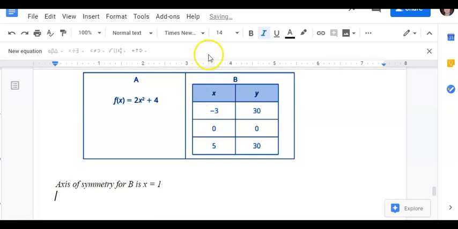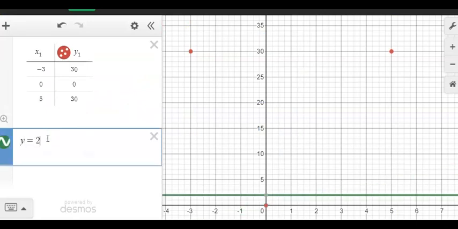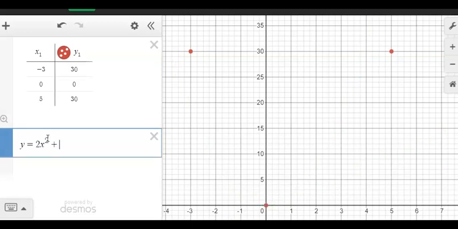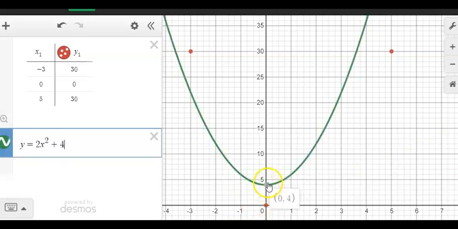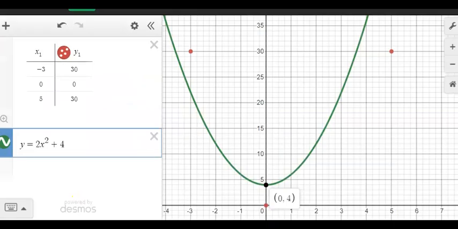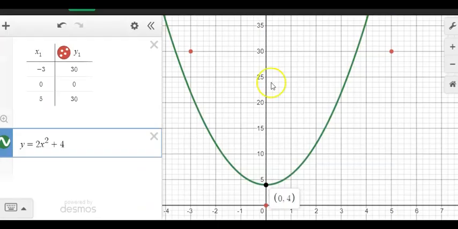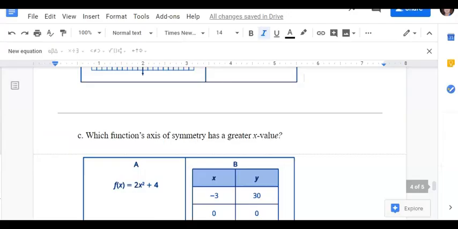All right, now let's look at A. It's 2x squared plus 4. This is a way smaller graph. I'll just put y equals 2x squared plus 4. All right, the axis of symmetry for this one is 0 because the vertex is right at (0, 4). Make sure I did that right, 2x squared plus 4. Yeah, I did. So the axis of symmetry for A is x equals 0 because the vertex is right on the y-axis. So the x coordinate is 0 and the axis would be 0.